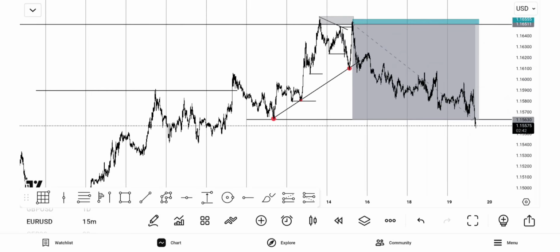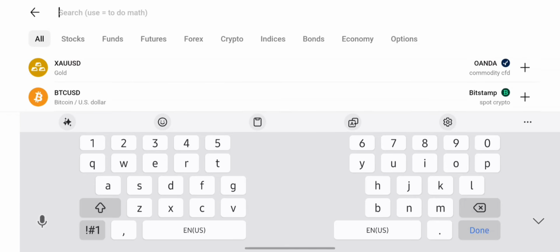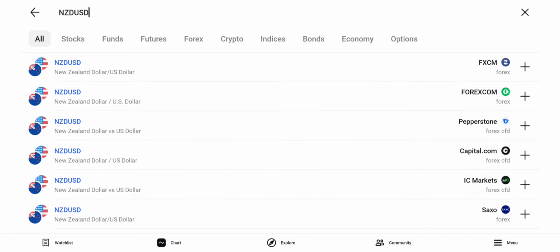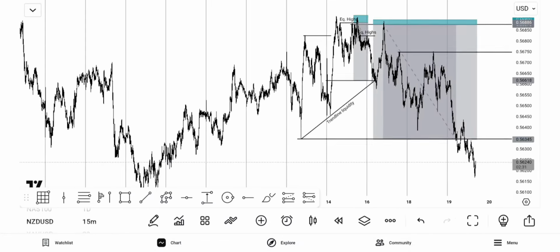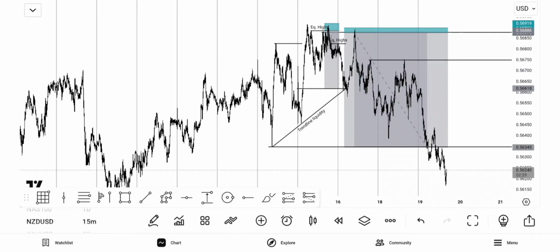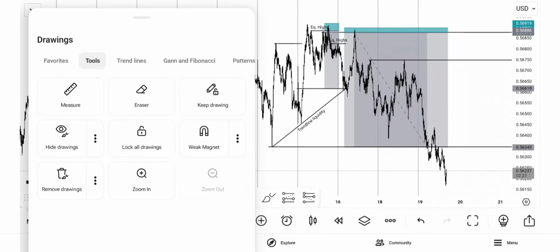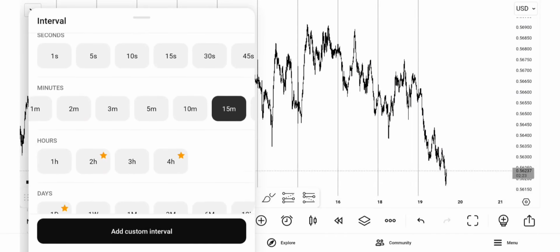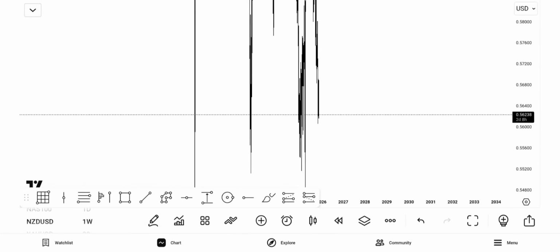So now let's go straight to that of NZD USD. Same thing over and over again. Let's just clear these charts. Like I said, higher time frame first. Always check the higher time frame to know what's going on.